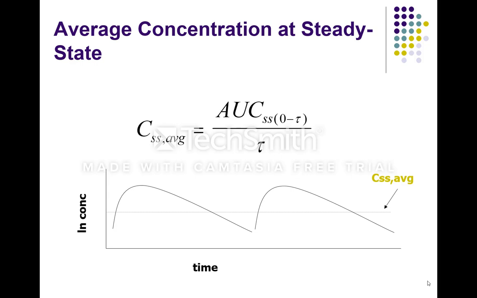So I don't know if you can see that little line, but there's your CSS average. This is, again, kind of depicting what I showed you on the big graph before. So your CSS average is your area under the curve at steady state between 0 and tau. So it's this area under the curve divided by the time to give you this average concentration.